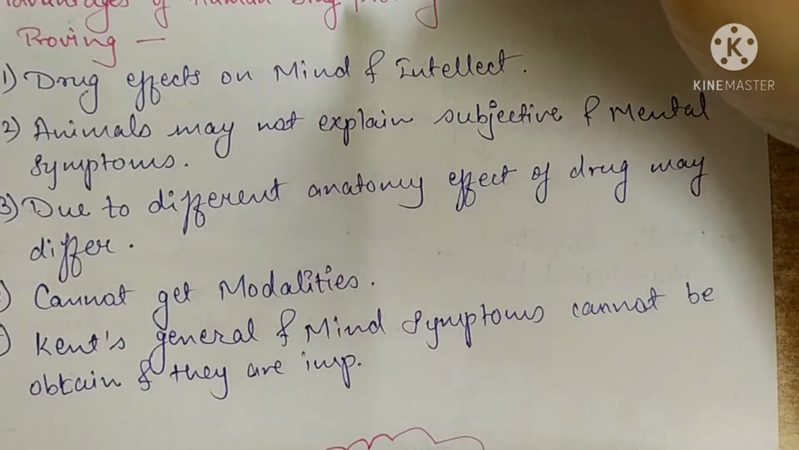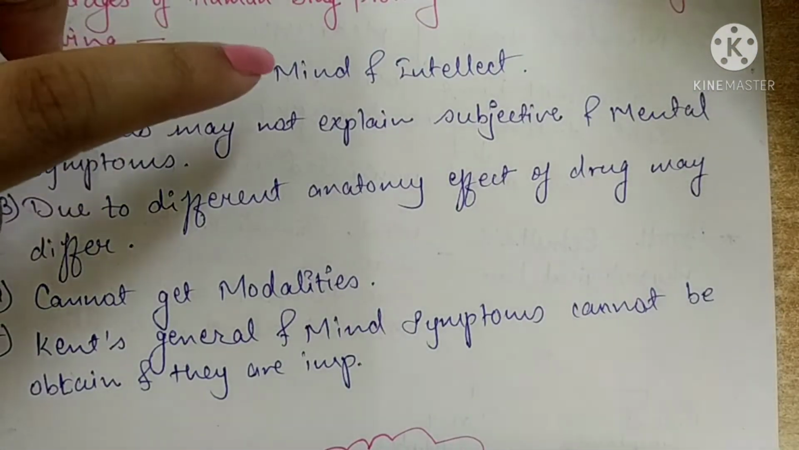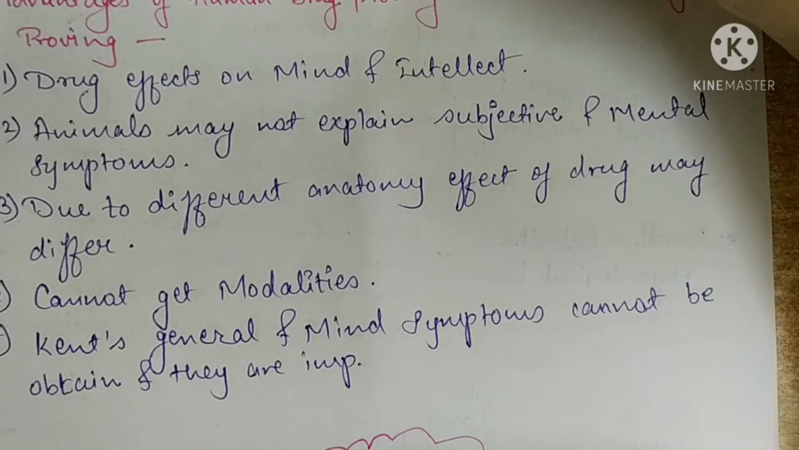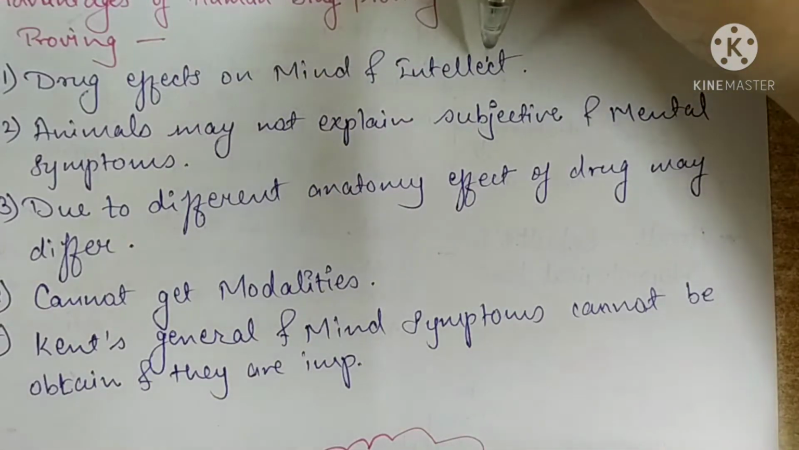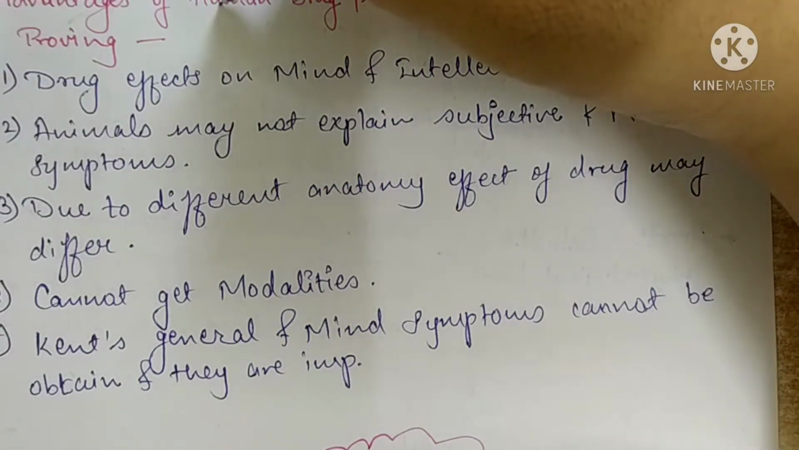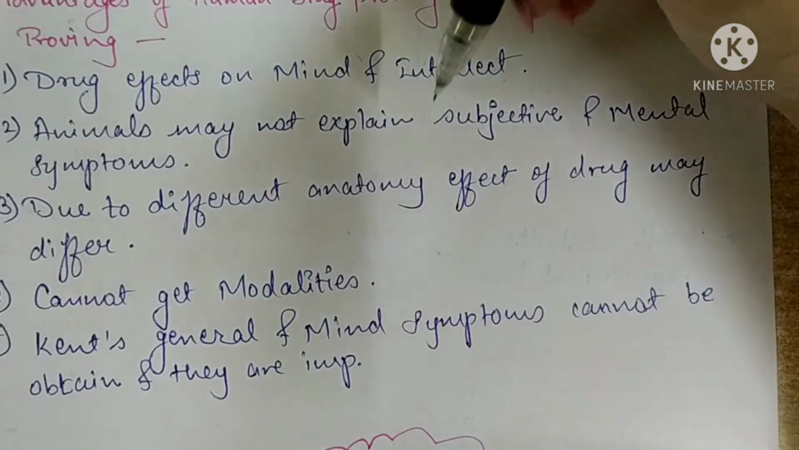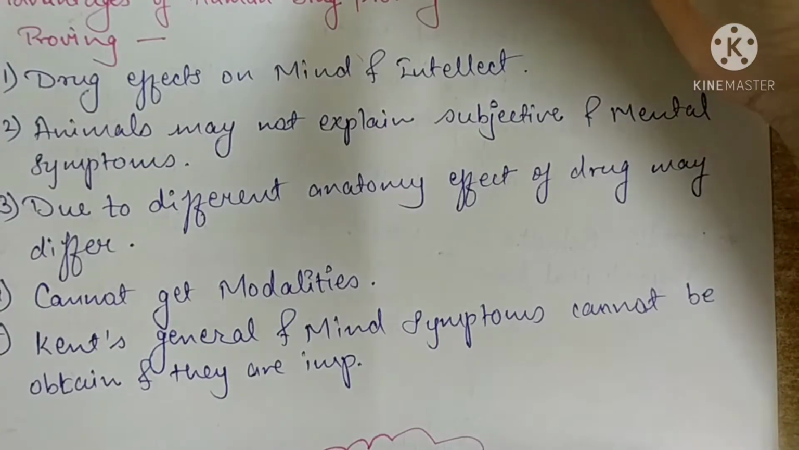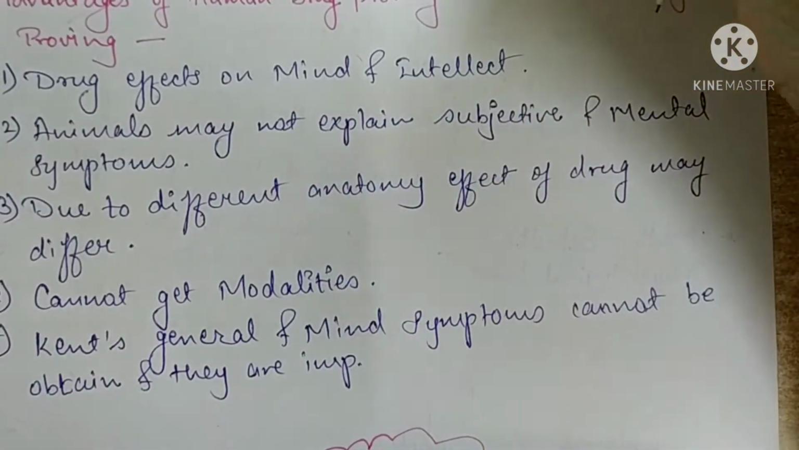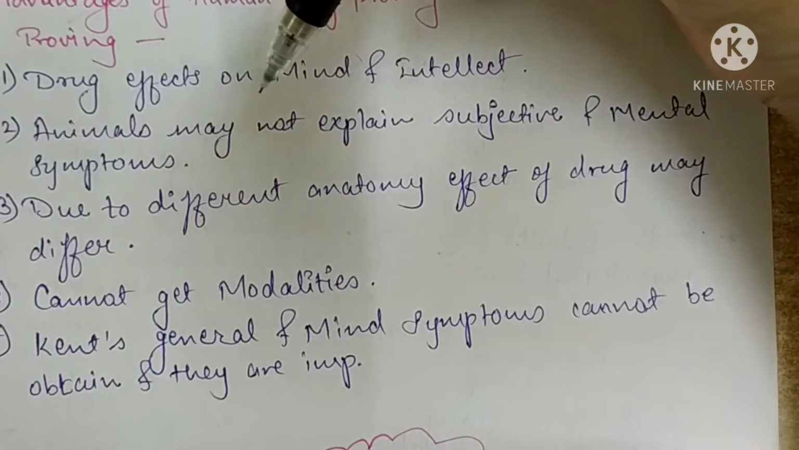Now, advantages of human drug proving over animal drug proving. The first one is drug effects on mind and intellect. If the drug is given to animals, then the mind symptoms and intellect symptoms cannot be seen in animals. But by giving the drug to humans, mind symptoms and intellect symptoms can be collected. Just because humans can talk and express the symptoms, we can easily collect the mind and intellect symptoms. Second, animals may not explain subjective and mental symptoms.